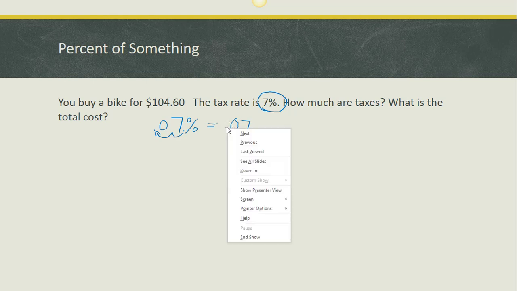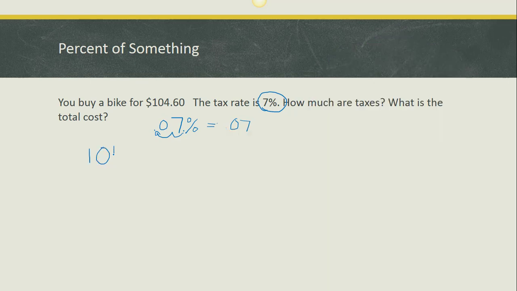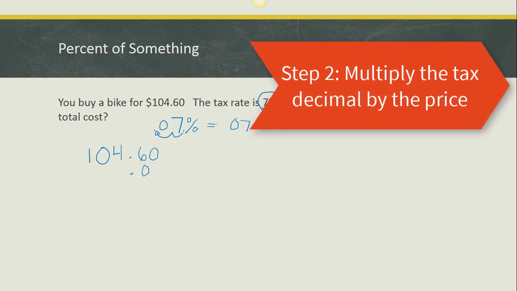Now the reason we do that is so that we can take that number and do math with it. So if our tax is 7%, we bought a bike for $104.60. To find what 7% of that is, we multiply by our 0.07.